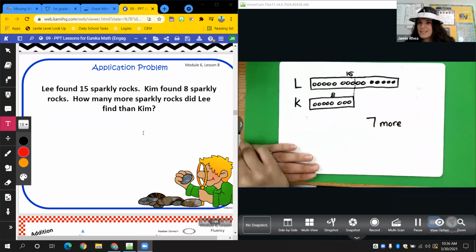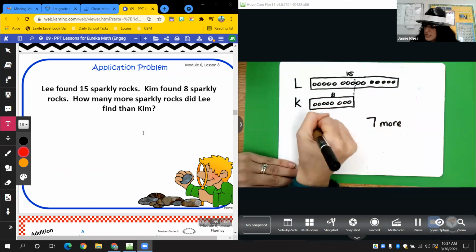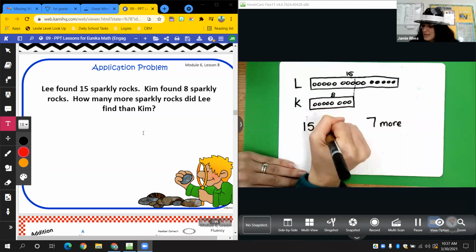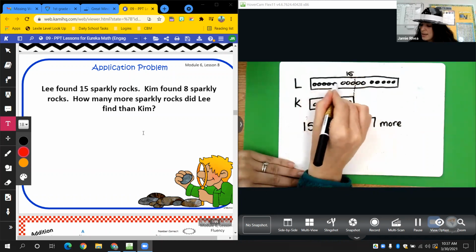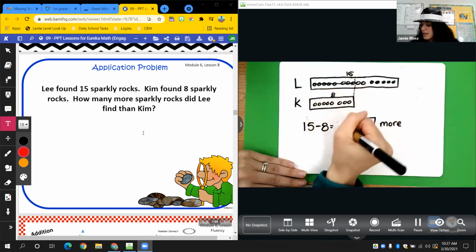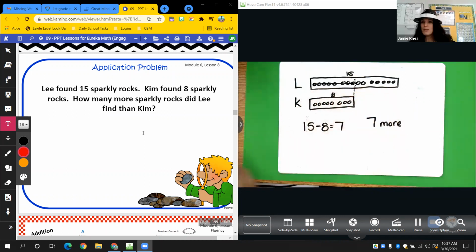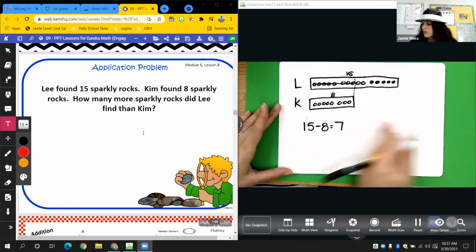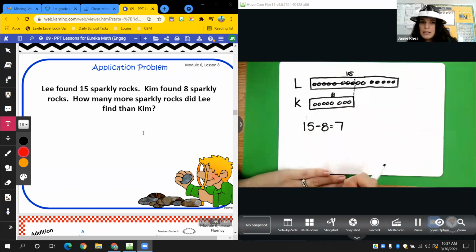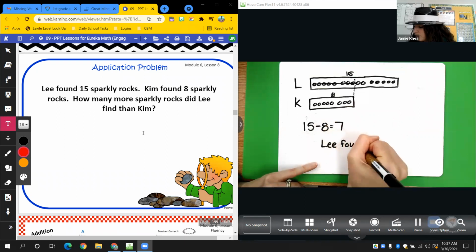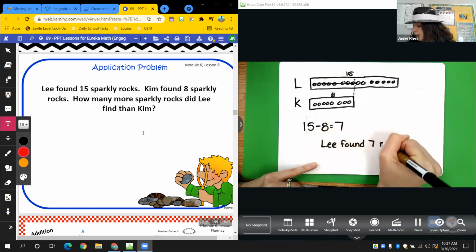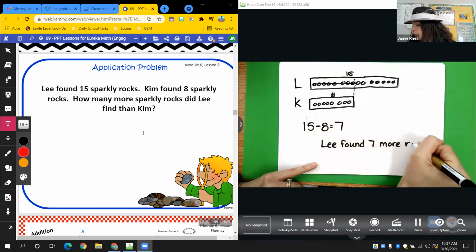What is a math sentence, like a number sentence, we can use to solve this? Well, I could say 15 minus 8 equals, now here's my 15. If I took those 8 away, here's what I have left, and I have 7. I have to write my statement out because we always want to make a statement with it, right? How many more sparkly rocks did Lee find than Kim? Lee found 7 more rocks.